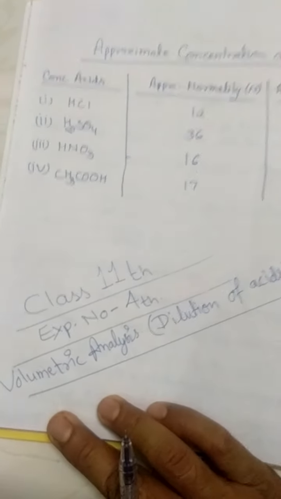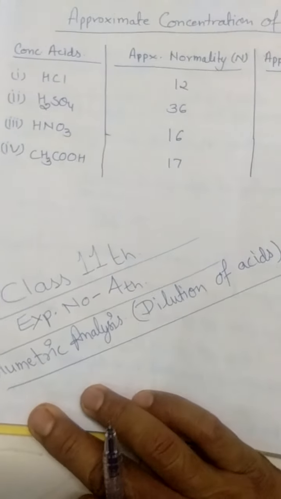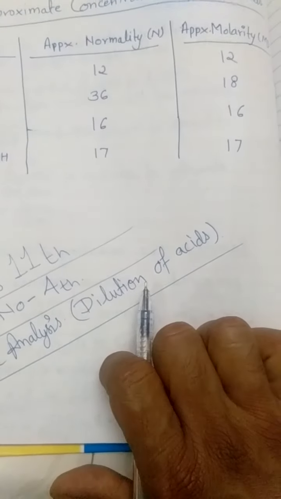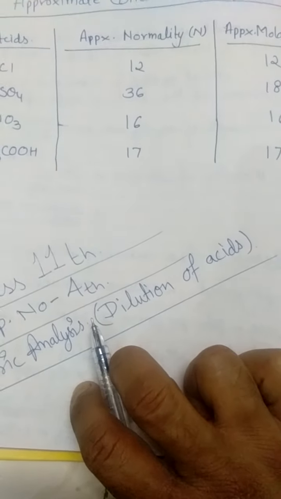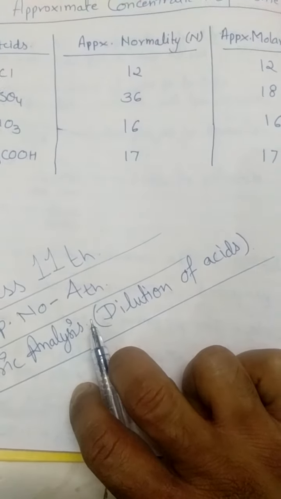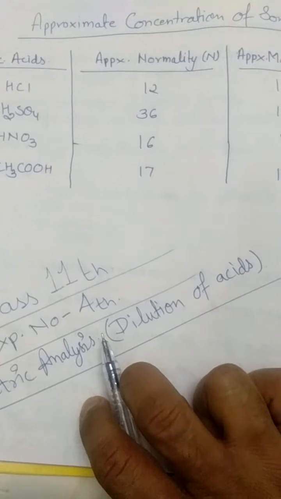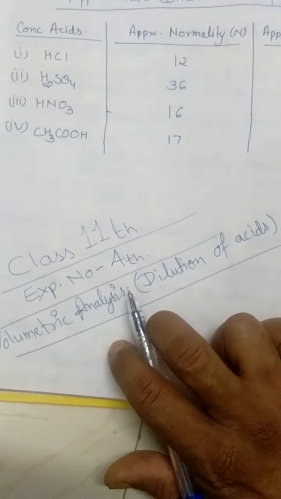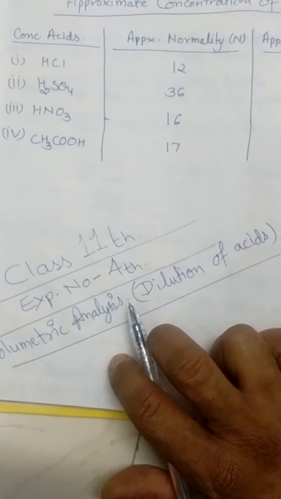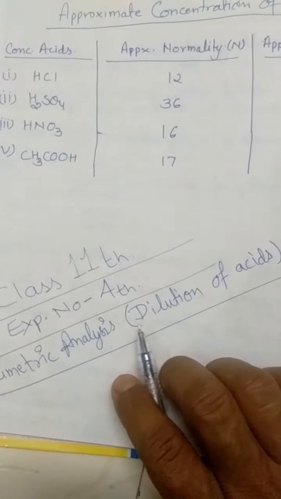Today we are going to discuss experiment number 4, which is related to your volumetric analysis, in which is the dilution of acids. This is a very important part of your volumetric analysis, which you will use in the future in various experiments. Till now we have studied how to prepare the standard solution, last time in your experiment numbers 2 and 3. We have prepared the standard solution. Now this time we will discuss the dilution of acids.